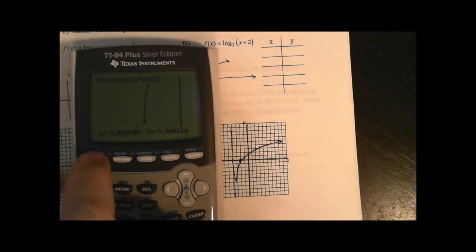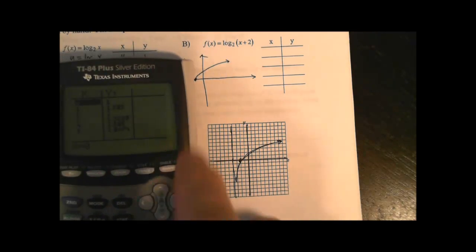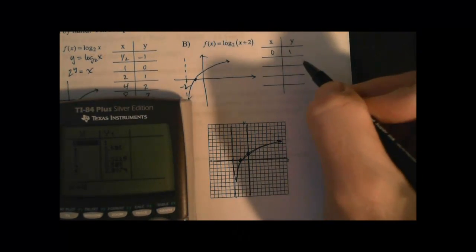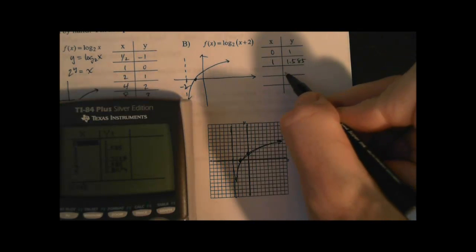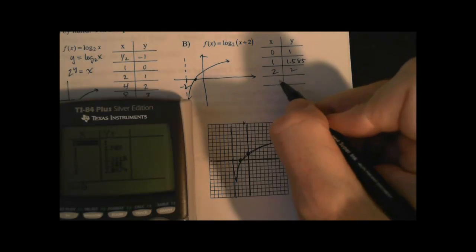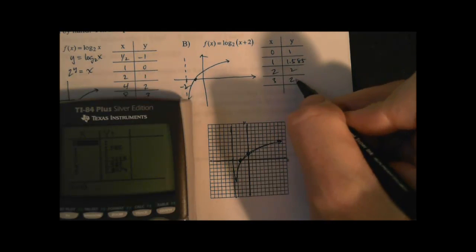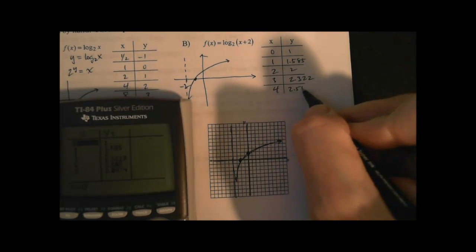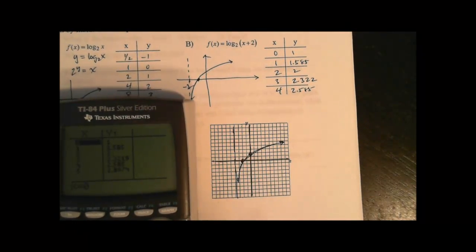But if you wanted to, in a table of values, I could just write these down, and they're on my graph. At 0, it goes to 1, so it should go through 0, 1. It goes through 1, 1.585. It goes through 2, 2. It goes through 3, 2.322. It goes through 4, 2.585. And you're done.